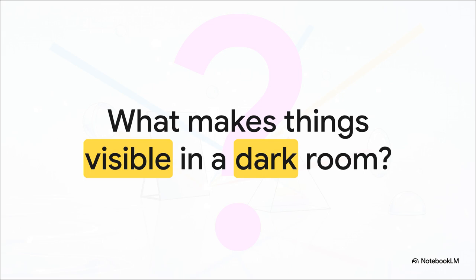The wild part here, light itself is actually invisible as it travels through the air. You honestly can't see the beam at all unless it actually hits something. It's really just this incredible form of energy that strikes objects, bounces off them, and then hits our eyes. And that is exactly what allows us to see the world.